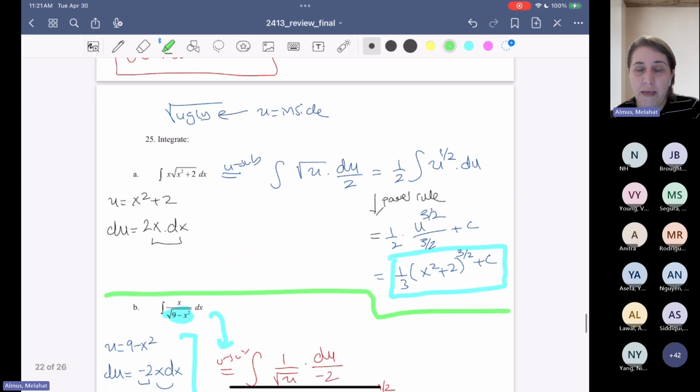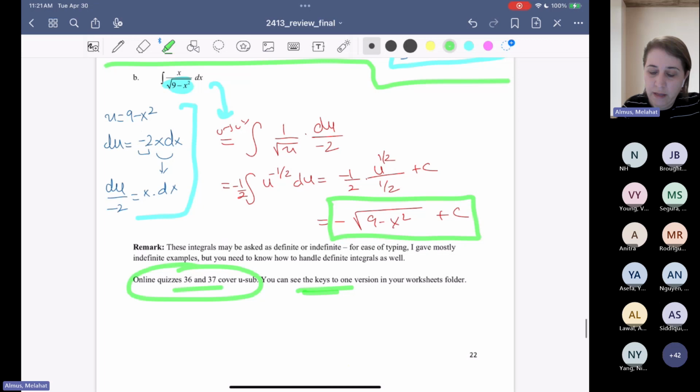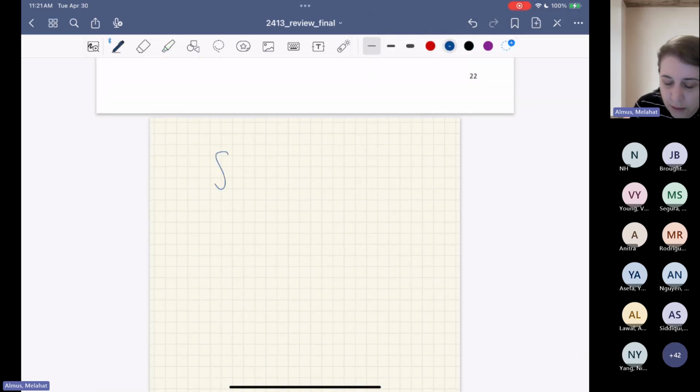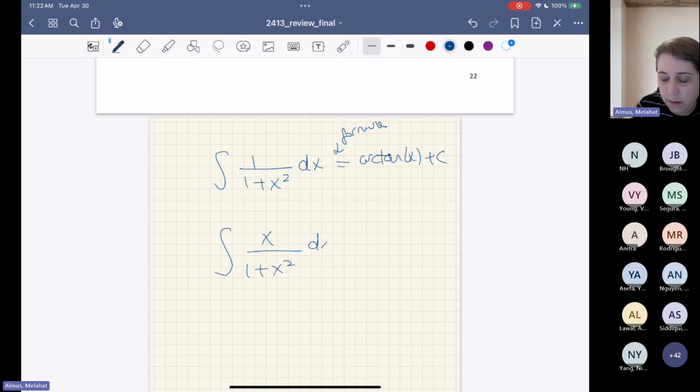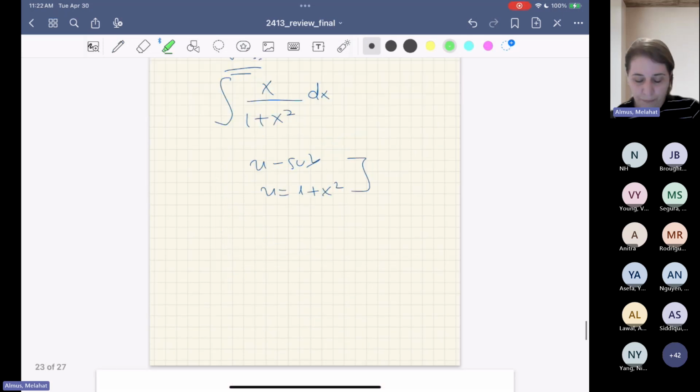Again, these integrals may be definite or indefinite, and please try to understand when we need the USub, when we don't. If you see a number versus 1 plus x squared dx, this is a formula question that ends with arctangent. But if you see x over 1 plus x squared dx, this is your u sub with u equals 1 plus x squared. There is a difference here, okay? They're not the same, and I explained this on the video.